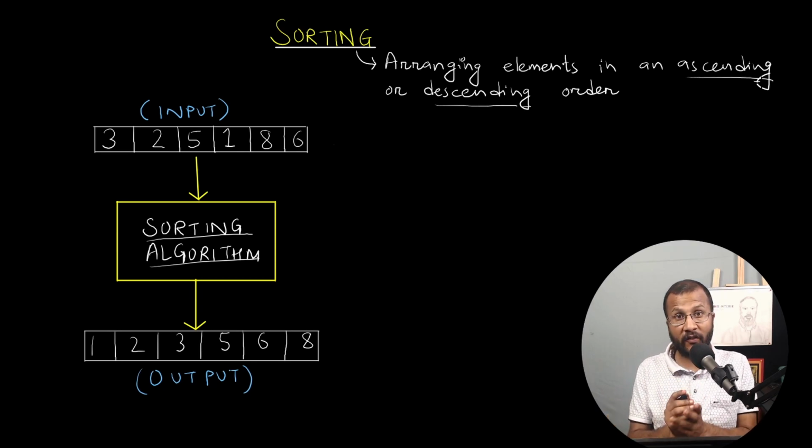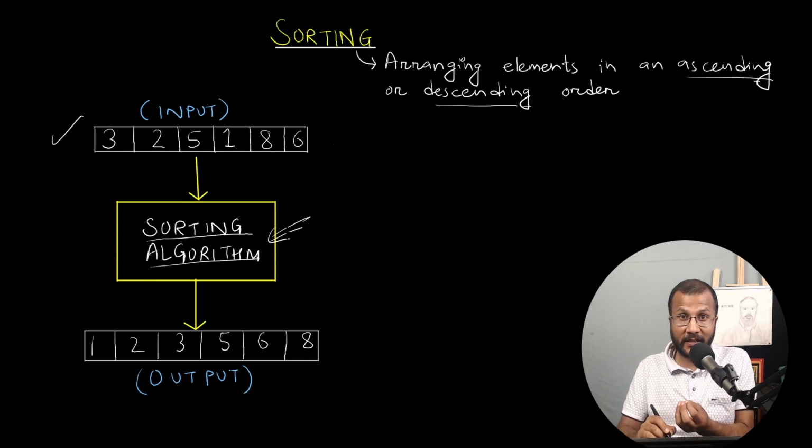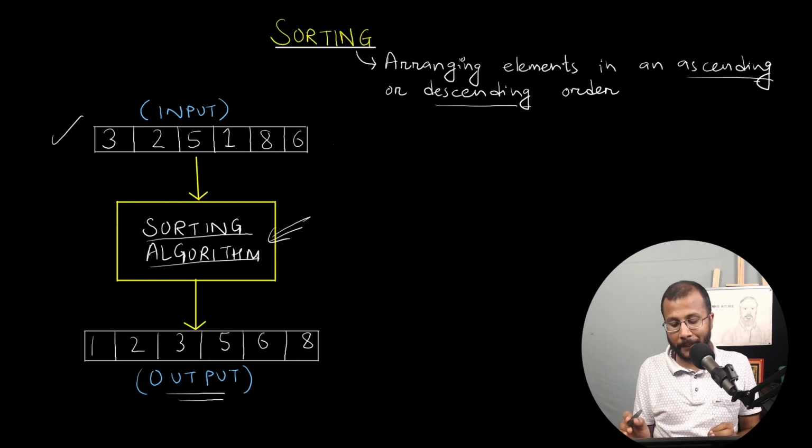So let's try to define the problem of sorting. In the problem of sorting, you are given an input array. Let's say this is an array wherein the elements are 3, 2, 5, 1, 8, 6. The array that's given to you is unsorted, that is, it is not ordered, right? So your job is to apply the sorting algorithm. By applying this algorithm, you should be able to get an array which is sorted either in ascending order or in descending order. In this case, the output is ordered in ascending order.